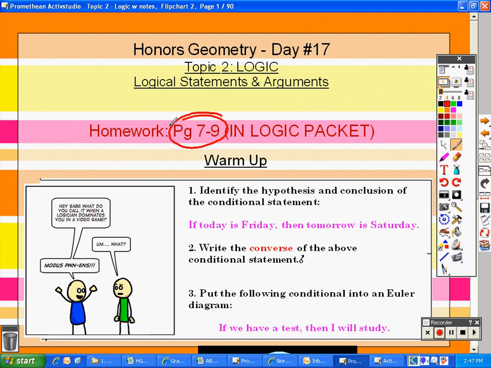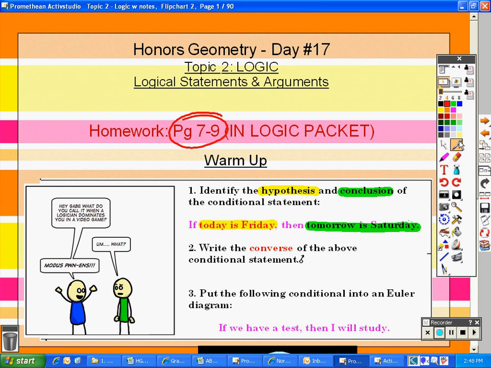Okay, here is my warm-up for today. Identify the hypothesis and the conclusion of the following statement. If today is Friday, then tomorrow is Saturday. We learned yesterday that the hypothesis is all the words that come after the word if, and the conclusion is all the words that come after the then. So based on this, my hypothesis would be today is Friday, and my conclusion would be tomorrow is Saturday.